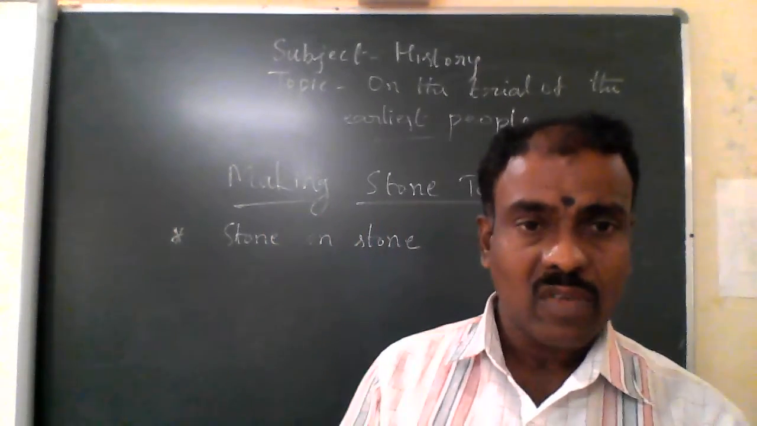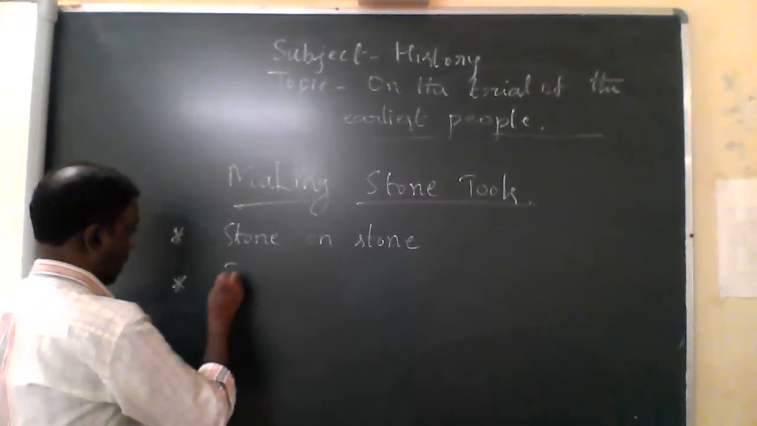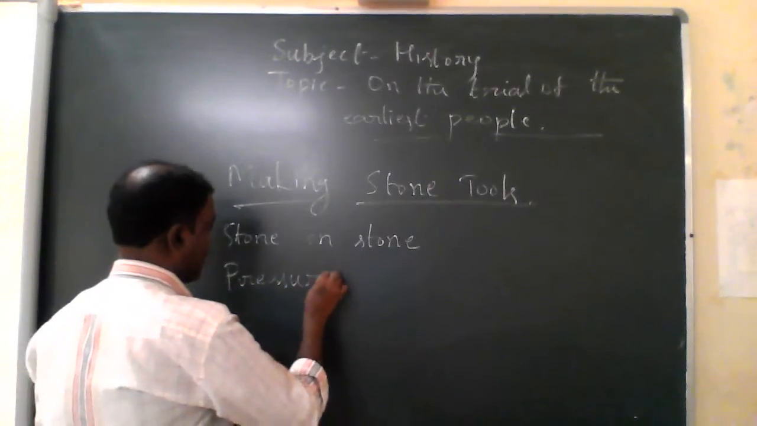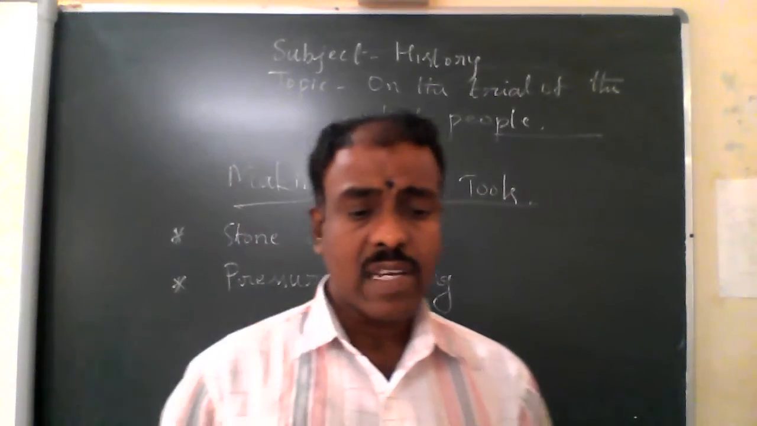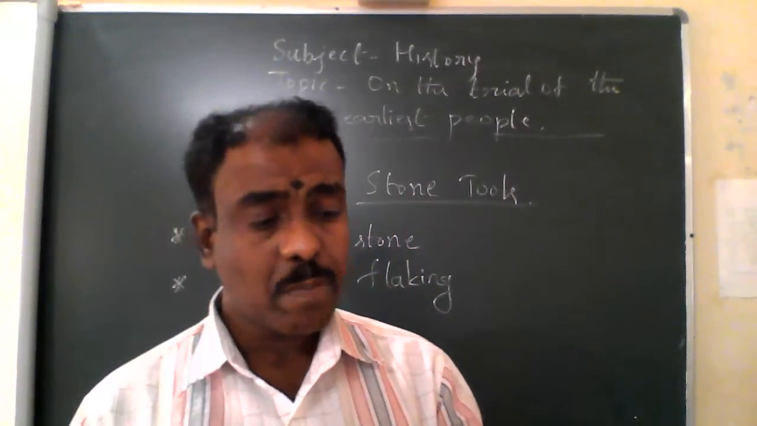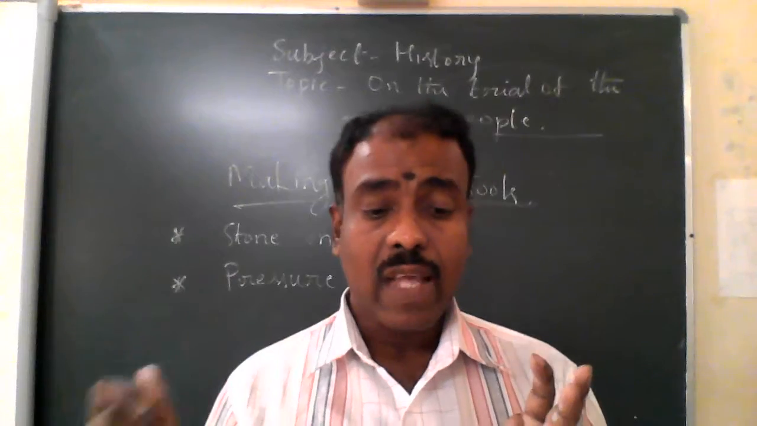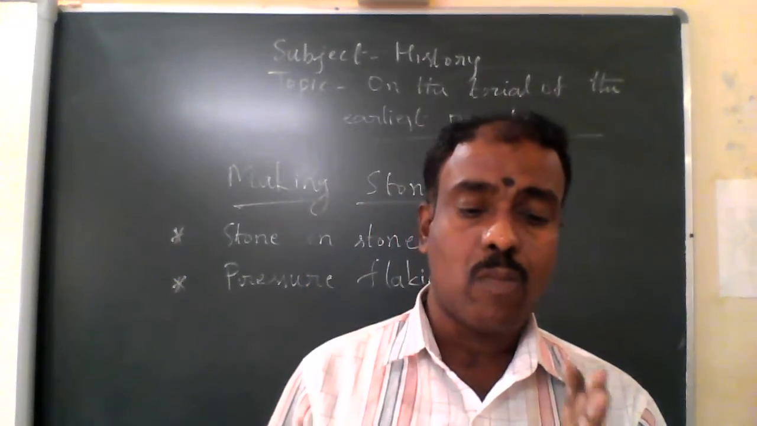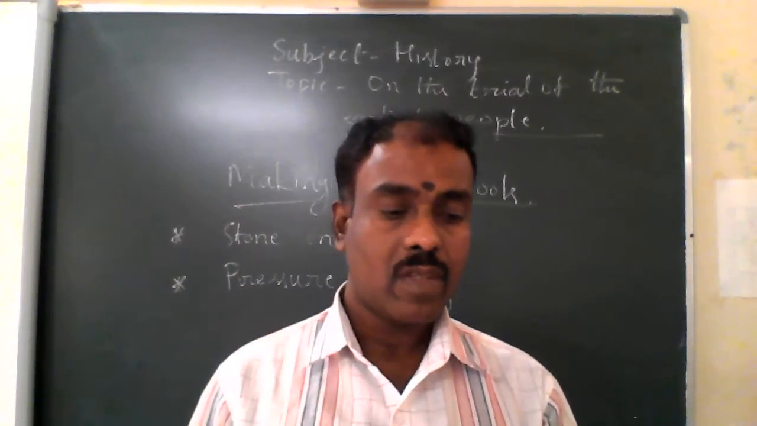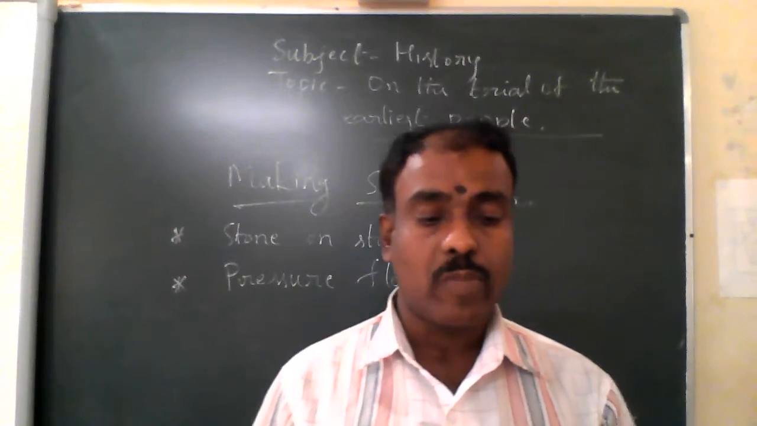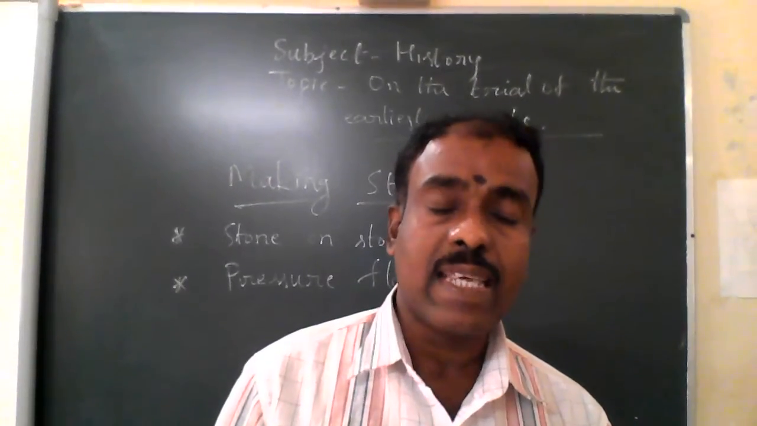And the other technique is called pressure flaking. Here the core was placed on a firm surface. The hammer stone was used on a piece of bone or stone that was placed on the core, to remove flakes that could be shaped into tools. This technique is called pressure flaking.